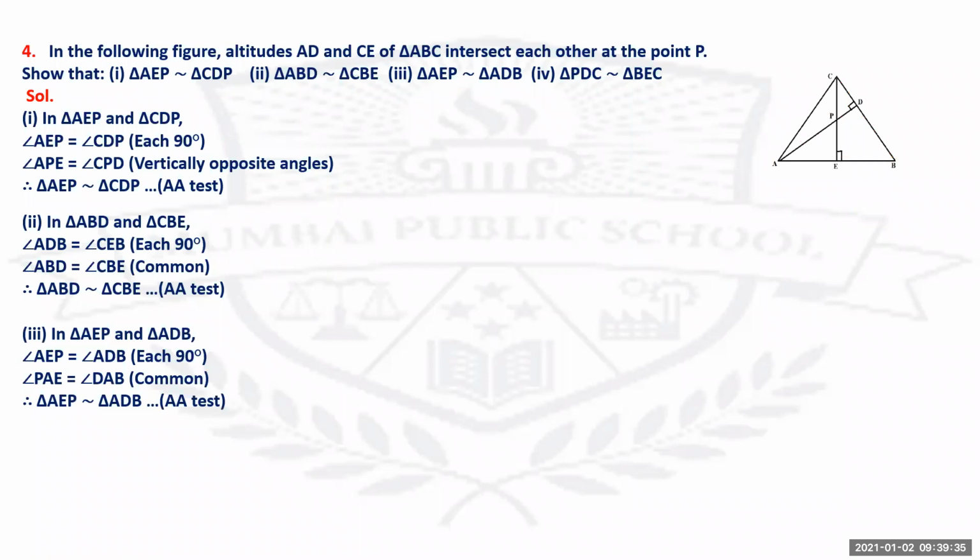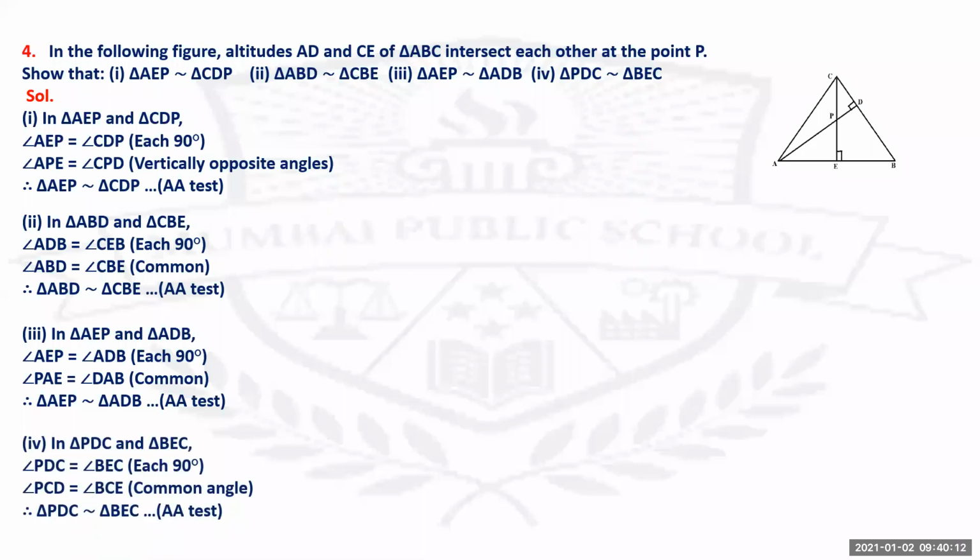Triangle AEP and triangle ADB. You'll get angle AEP equals angle ADB equals 90 degrees. Therefore, angle PAE equals angle DAB, common angle. Therefore, triangle AEP is similar to triangle ADB by the angle test. If you have a look at the two triangles, you'll get all these angles.